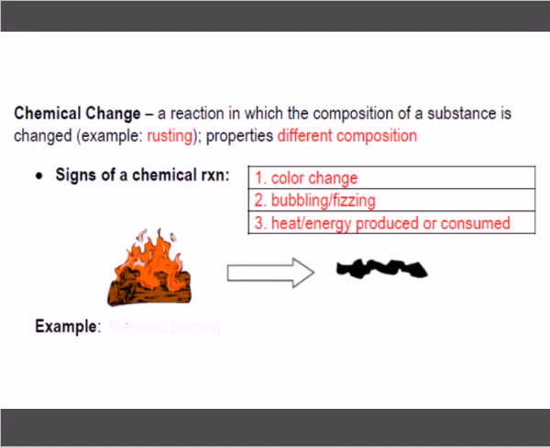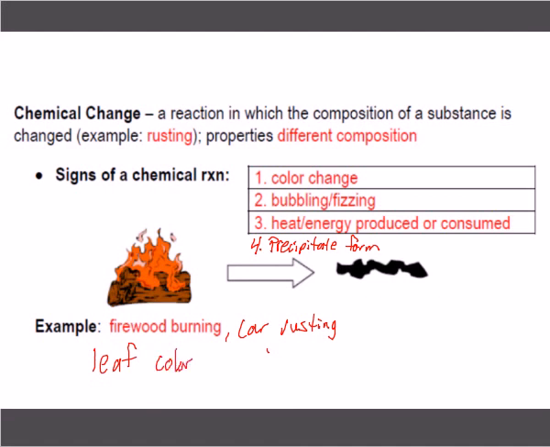And we're going to add in a fourth one that we will see throughout the year in lab. All right, number 4. We put it right below. And that's called a precipitate. Anybody know what a precipitate is? Biggest thing to think about. A car rusting. This time of year, I don't know if you guys have noticed, leaf colors are changing.